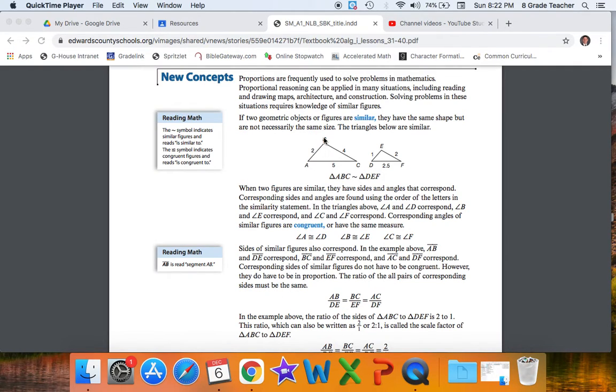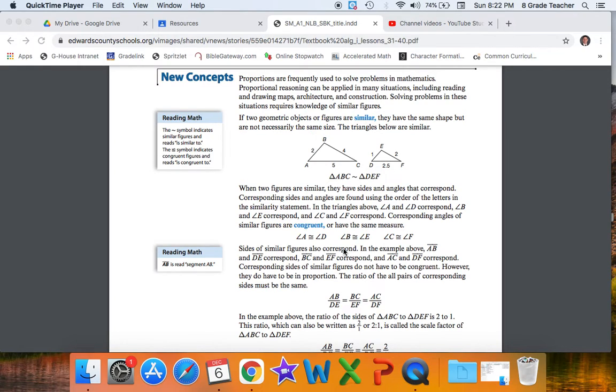So if you compared A and B to D and E, it's going to be proportional to B and C and E and F, meaning that because this is 2 times larger, so 1 times 2 is 2, and this is going to be 2 times larger. 2 times 2 is 4. Triangle ABC is 2 times larger than triangle DEF. All of those measurements for the corresponding sides are actually twice the size.